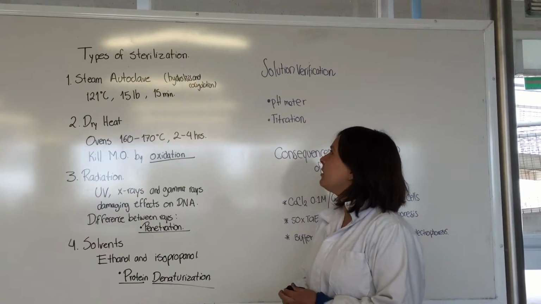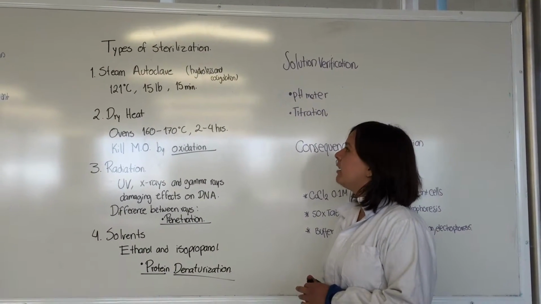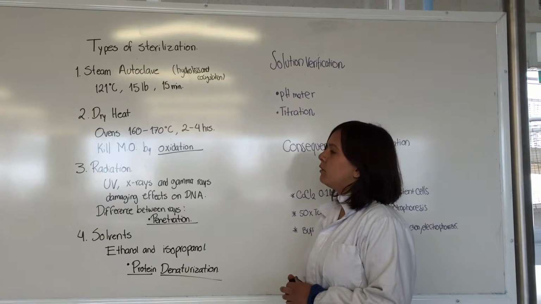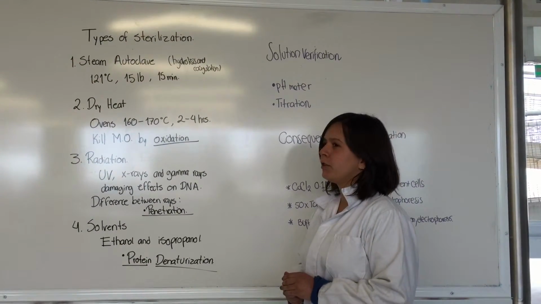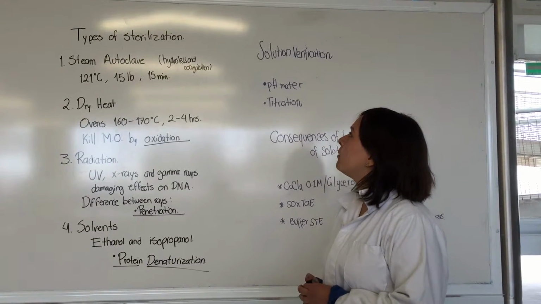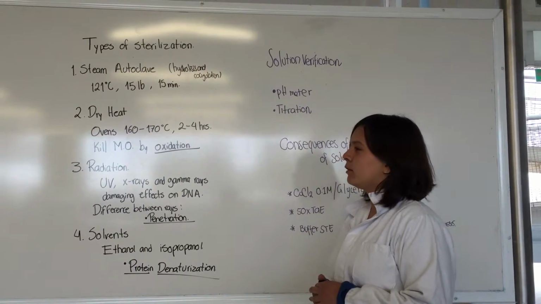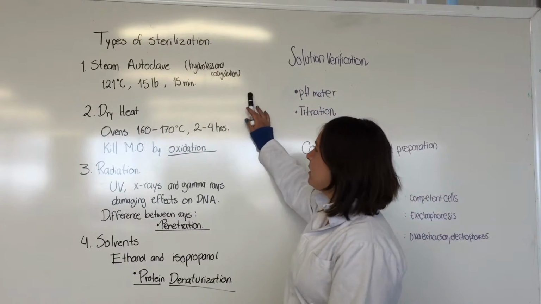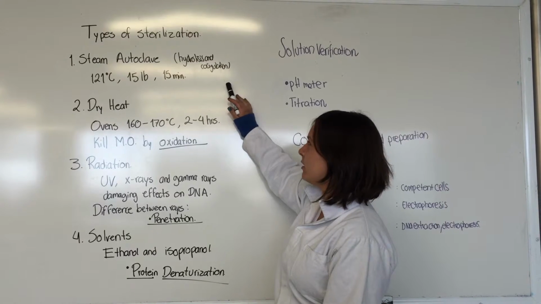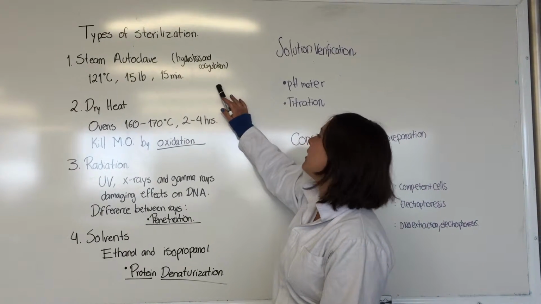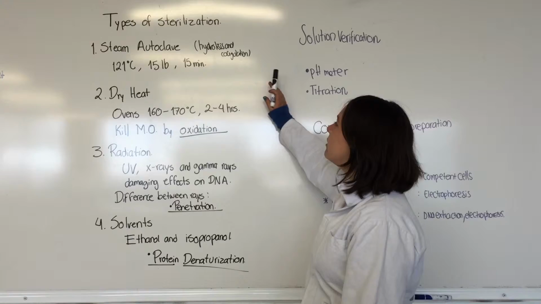The types of sterilization in a lab are important because sometimes we need to sterilize certain solutions and materials. So there are different types of sterilization. We are going to mention the steam autoclave. It works with the vapor produced by the heating of the water.